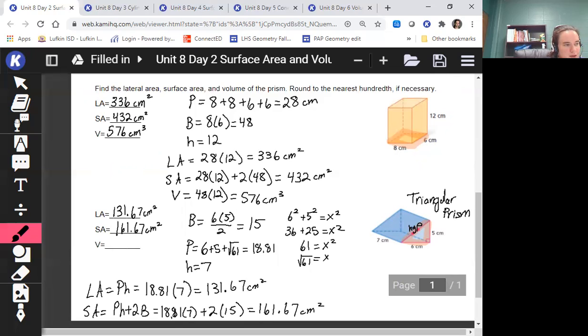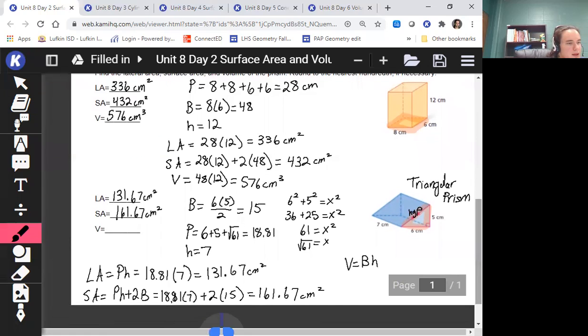And then we need to find our volume. Our volume formula is area of our base times our height. The area of our base was 15 times our height of 7. And 15 times 7 is 105. Not squared, centimeters cubed, because we're dealing with volume.